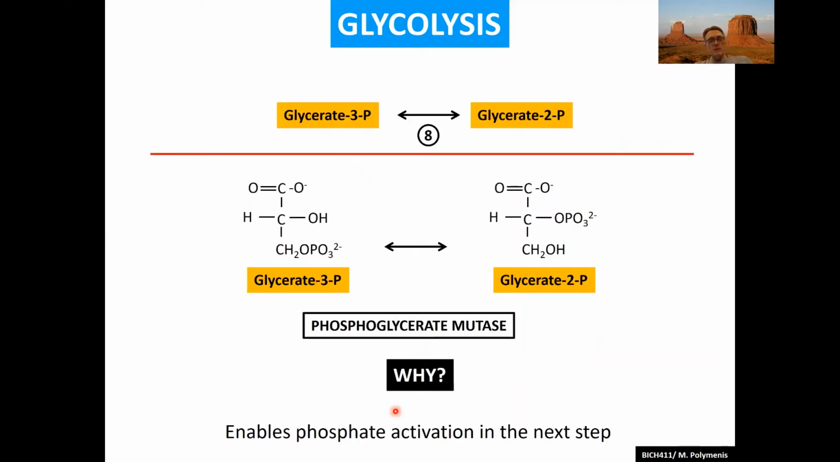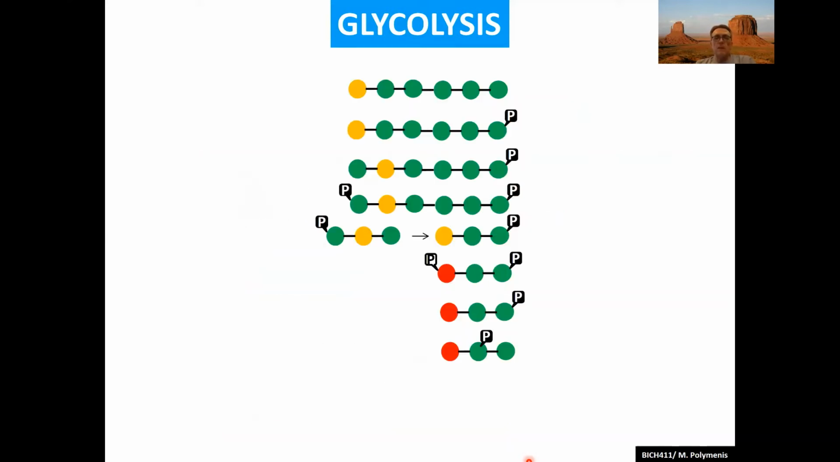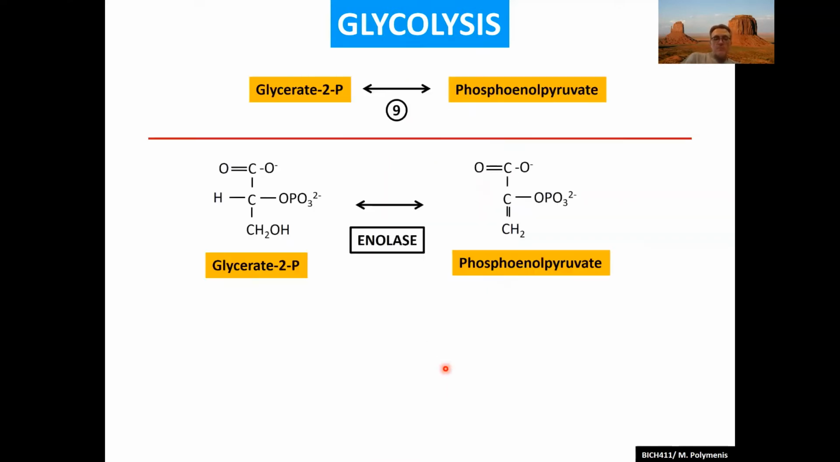And why is that? Because it will enable phosphate activation in the next step. So it's setting up the next reaction. It's a necessary thing. Redox-wise, we haven't changed anything. In fact, all we did is move this phosphate 1 position over. This is not now a high-energy phosphate. We have to make it a high-energy phosphate, as you will see in a minute. But redox-wise, all the carbons are the same as they were before.